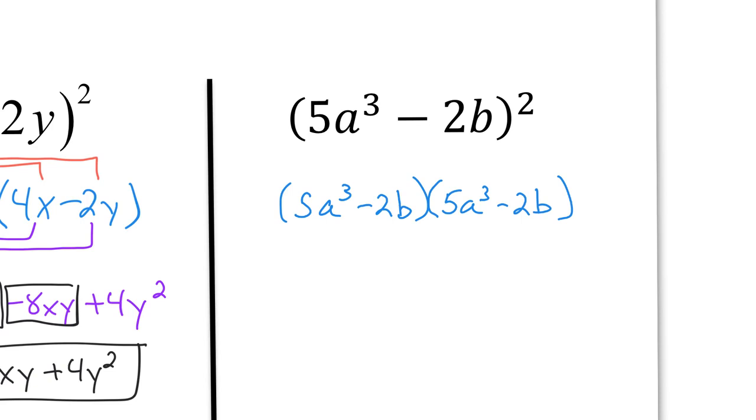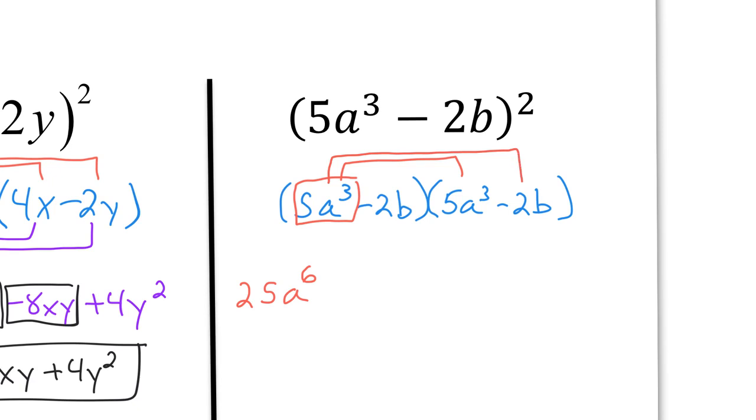Now you use the distributive property. You multiply 5a cubed times 5a cubed. So 5 times 5 is 25. A cubed times a cubed is a to the 6th power. Remember, when you multiply the same bases, you add the exponents. 3 plus 3 is 6. Then you guys multiply the next one.